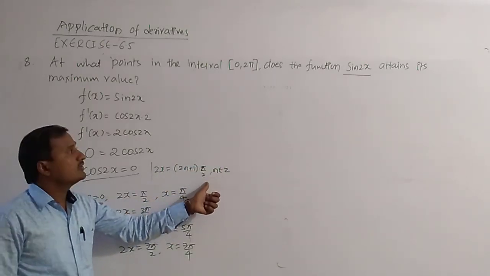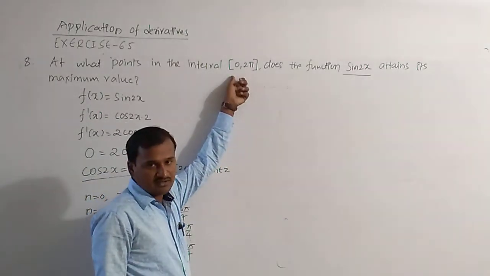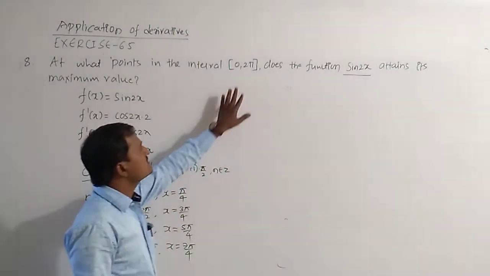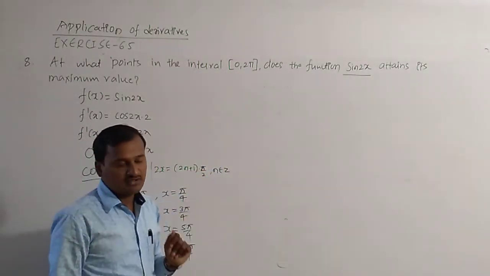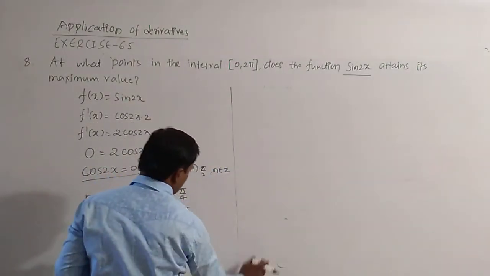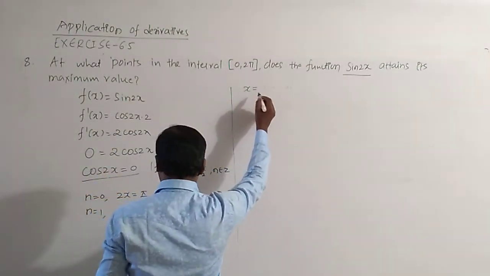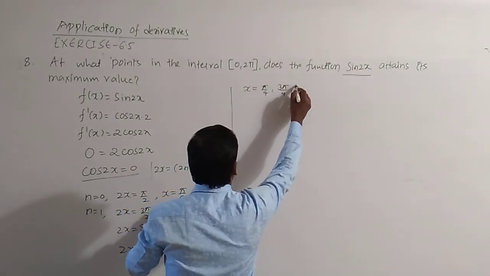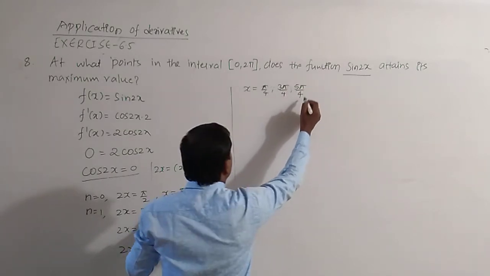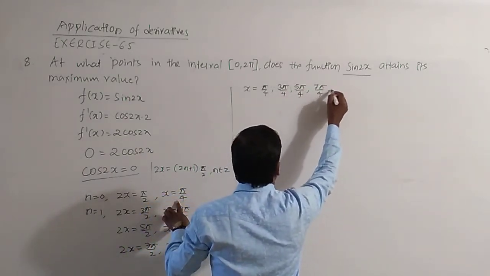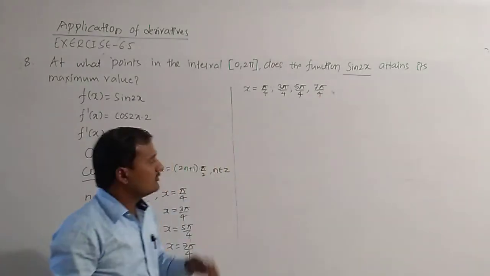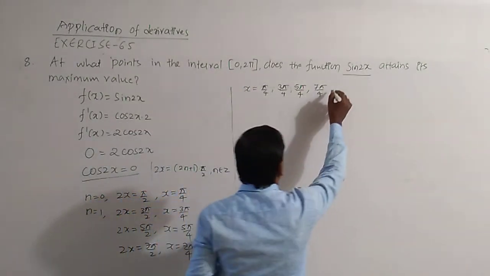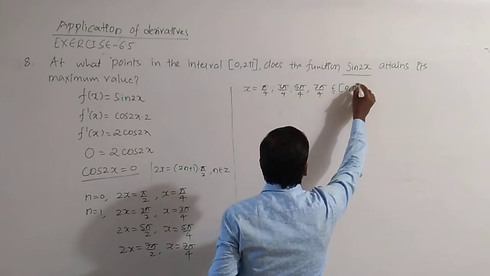But 9 pi by 4 does not belong to this interval. So these are the only critical points belonging to this interval. The critical points are x equal to pi by 4, x equal to 3 pi by 4, x equal to 5 pi by 4, and x equal to 7 pi by 4. Only these are the critical points that belong to this interval.